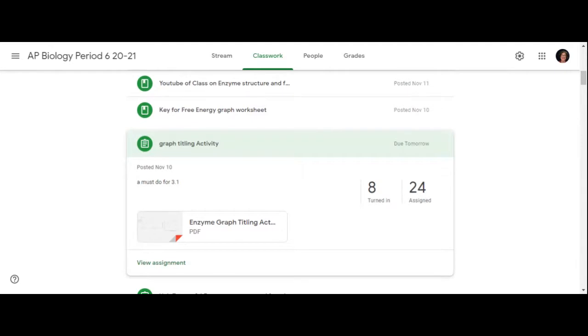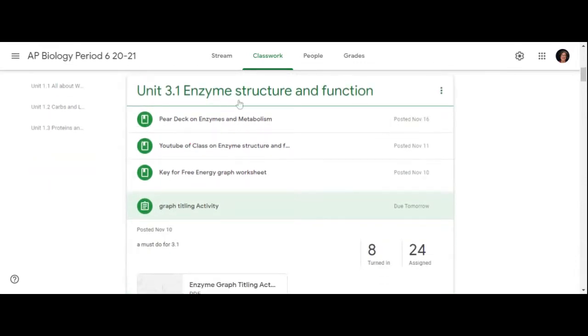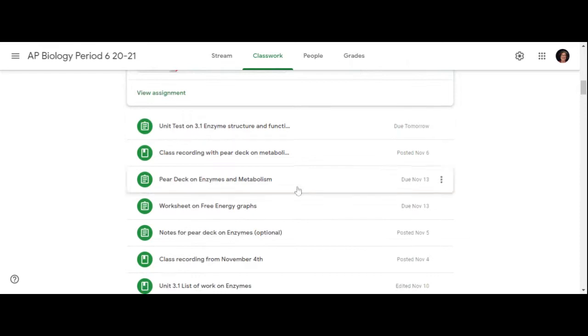To find all the practice items that were just on that list I just showed you, this is where they are. They're in the Unit 3.1 Enzyme Structure and Function folder, right? So there's the paradox, there's a copy of it there if you needed it. There's a YouTube of me talking about it. There's your free energy graph worksheet. Well, there's a key for it. So if you needed the answers, there they are. The worksheet is here, right? The one that you needed to do.